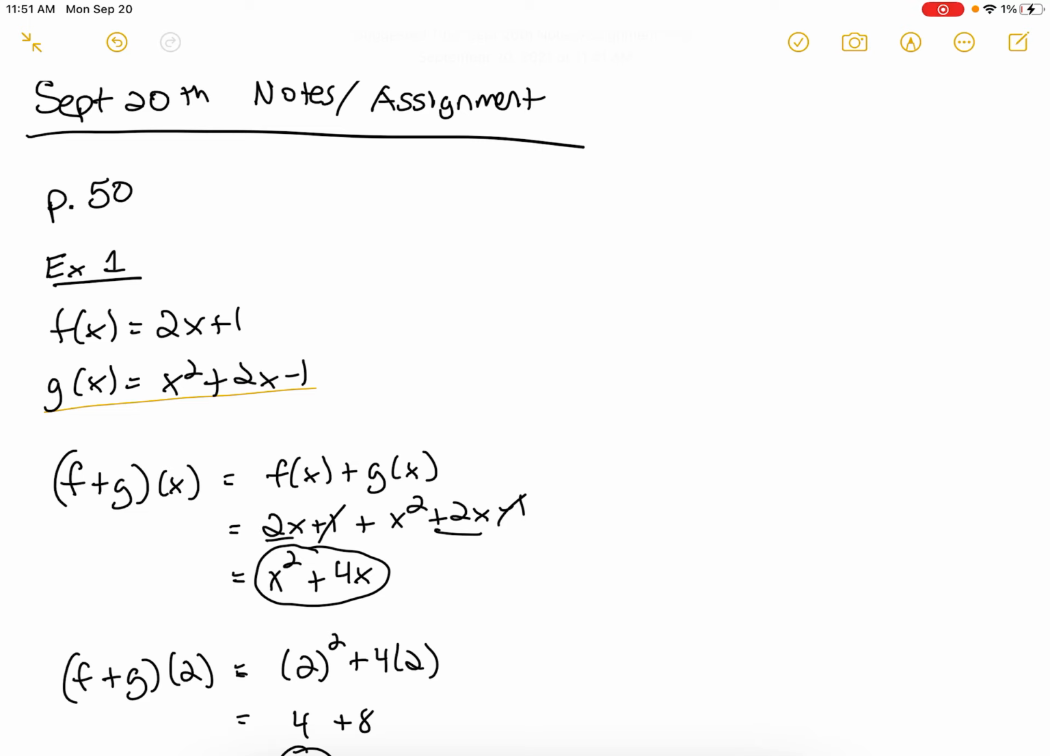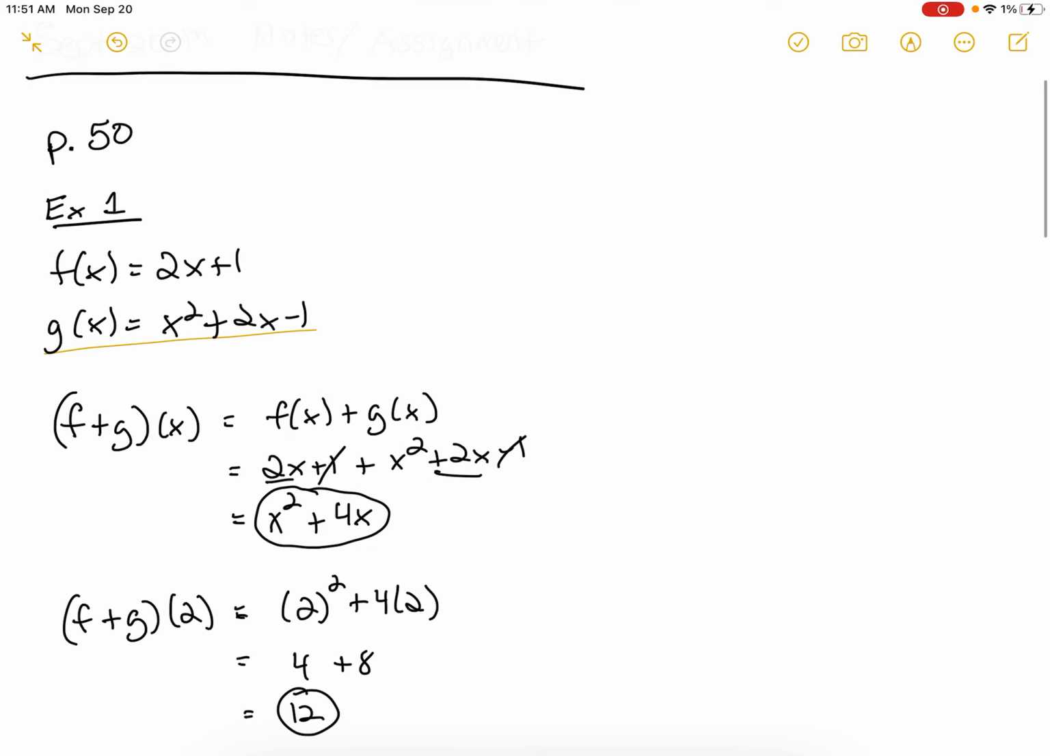Okay, so example 1, they give you f of x and g of x, and they want you to find f plus g of x, and all that is f of x plus g of x. And so you're plugging in 2x plus 1, and you're adding x squared plus 2x minus 1. And when you do that, you combine your terms. X squared's by itself, and the x terms give you 4x, and the plus 1 and negative 1 cancel each other out. So f plus g of x is x squared plus 4x.